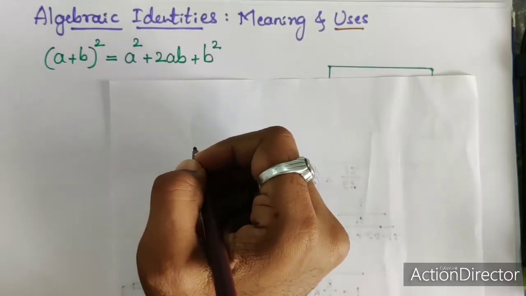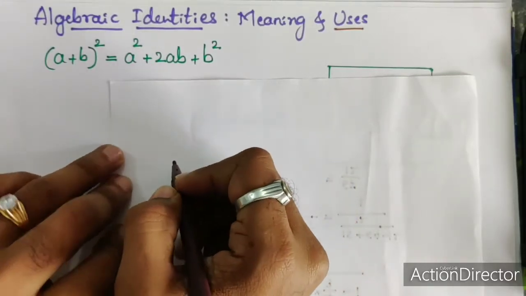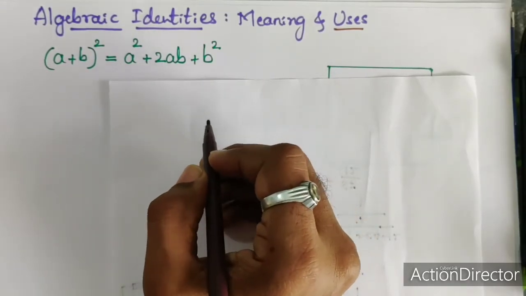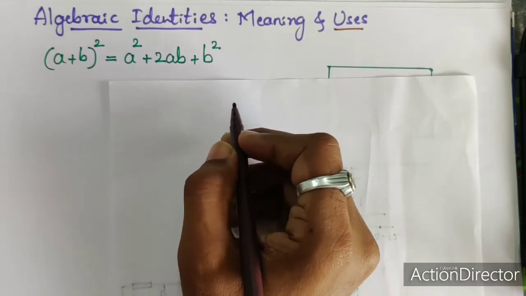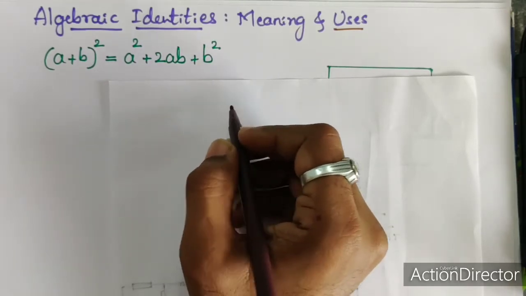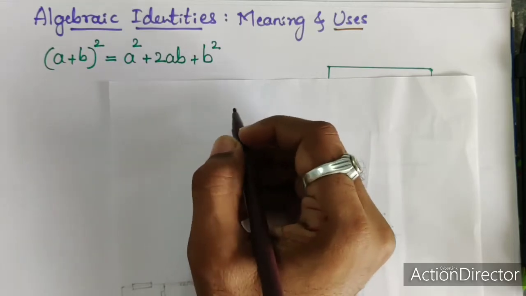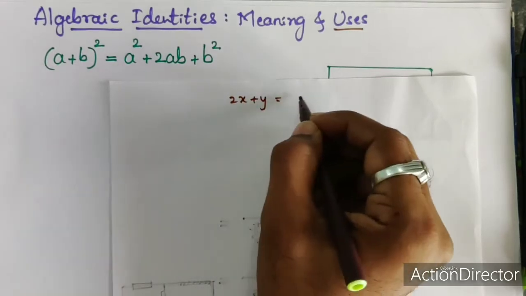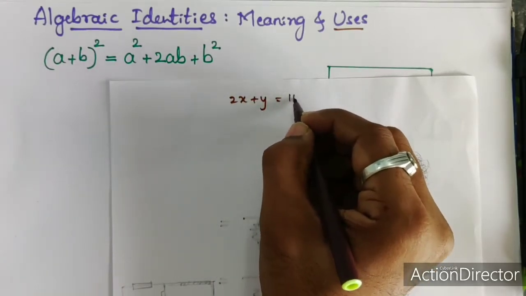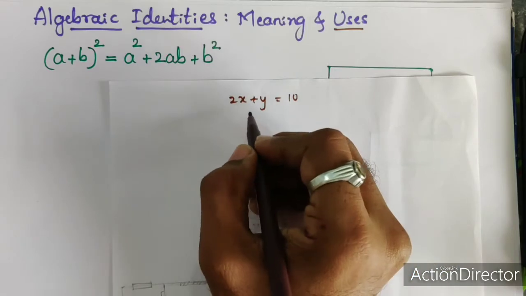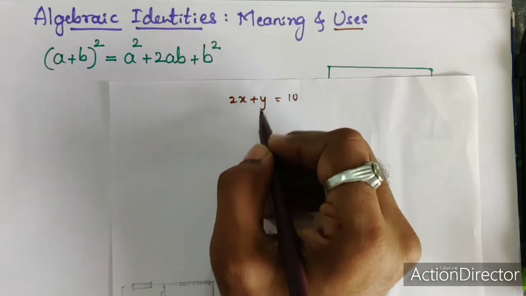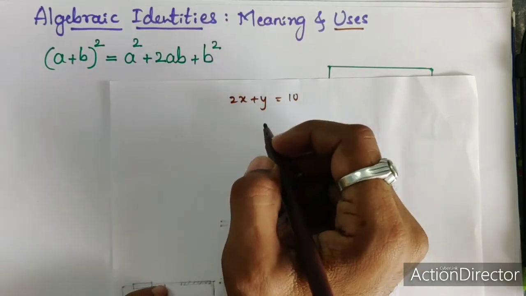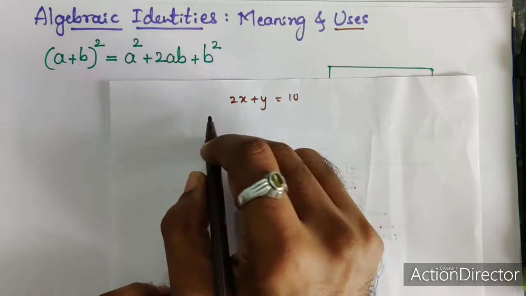Students, today let us learn about algebraic identities. The meaning of identity is nothing but something that is true for all kinds of values. Like in terms of equations, for example, if I write something like 2x plus y equals 10, so this is true for all the values of x and y. So an identity is true for all the values when you substitute them at the left and right hand side.